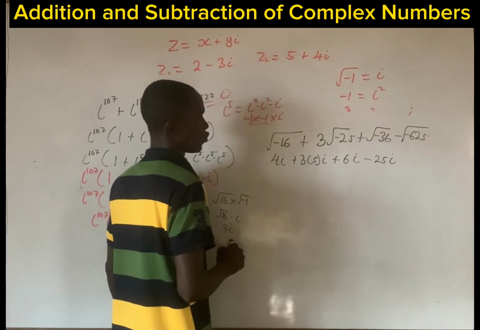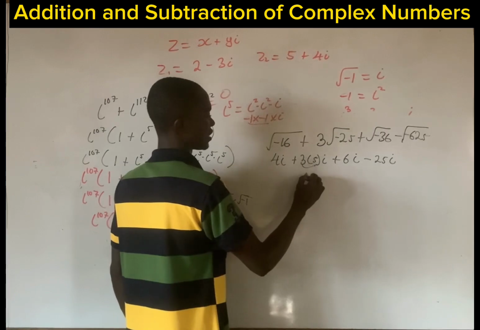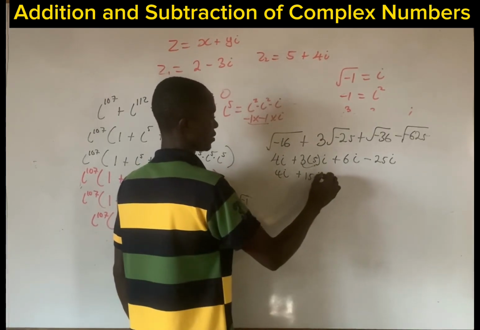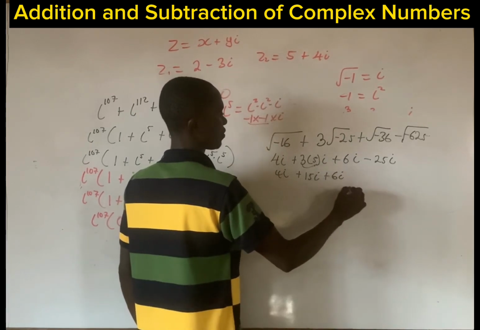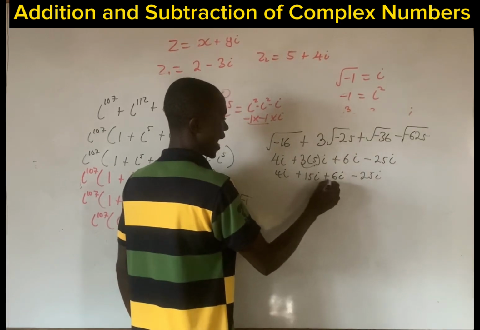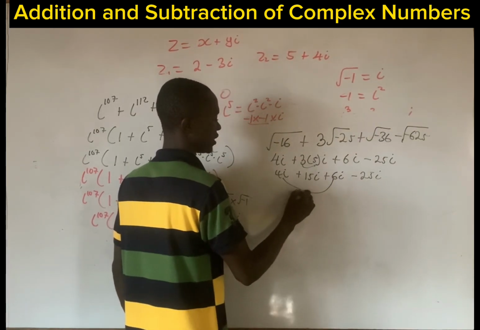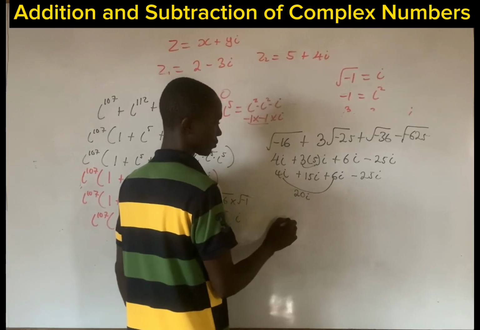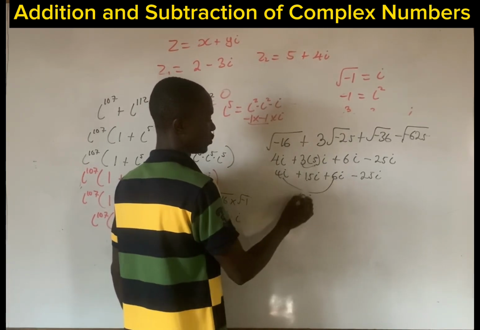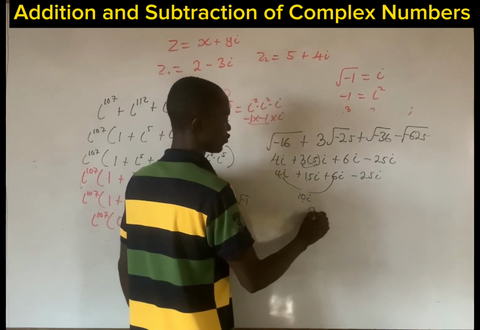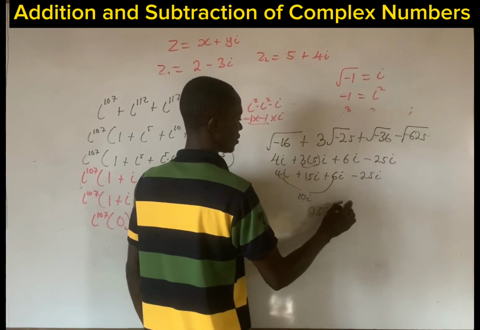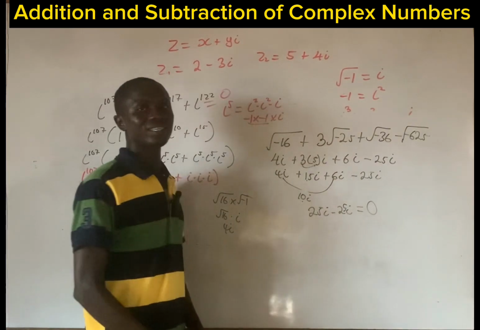So here, we are going to have 3 times 5, that is 15i, plus 4i, plus 6i, minus 25i. If we add 6 to 4, we get 10i. Then we add 15 to this, we get 25. So we have 25i minus 25i. That gives us 0.